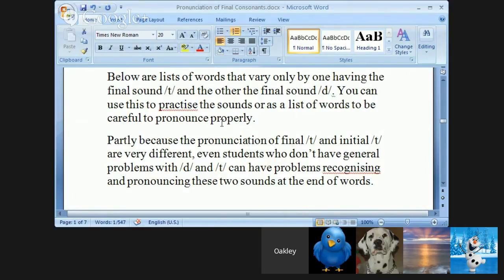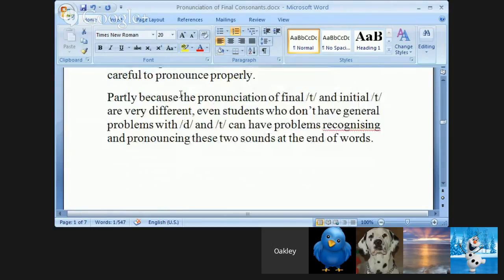We're going to do the same thing here. This gives people problems because final T and initial T are actually a bit different, especially when you're joining sounds. The principle is the same as what we just did. It's kind of why we did that one first instead of D and T, so you understand the principle.